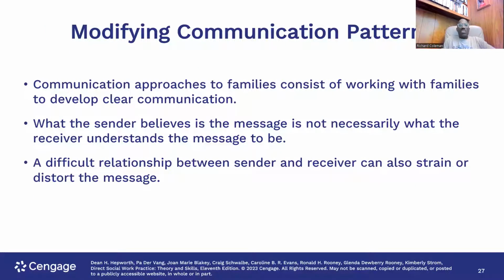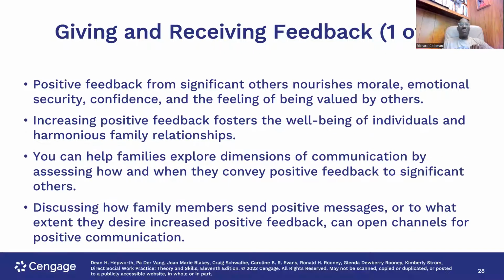And then modifying those communication patterns. Communication approaches to families consist of working with families to develop clear communication, not how you say something or how I interpret it or what I believe it actually means, but being real clear to make sure that what the sender believes the message is is not necessarily what the receiver understands the message to be. So this can be a difficult relationship between the sender and receiver and can also constrain the distorted message. So recognizing those communication patterns and making sure that we're doing those things, giving that feedback is going to be very, very important in terms of how we move forward.